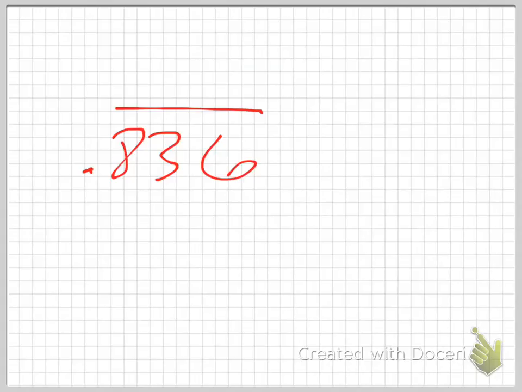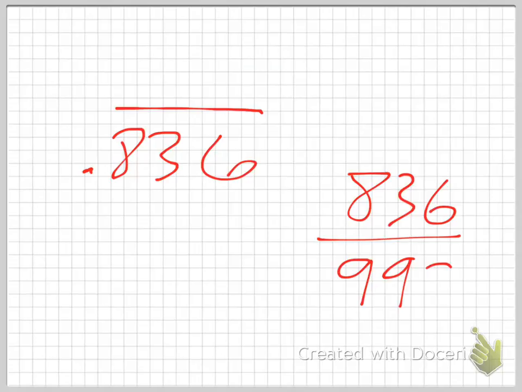What is that written as a fraction? Oh, I'll be so impressed if somebody can tell me. Kendall? 836 over 999. Correct. Instead of 836 over 1,000, if it's a repeating decimal, then it's just 836 over 999.